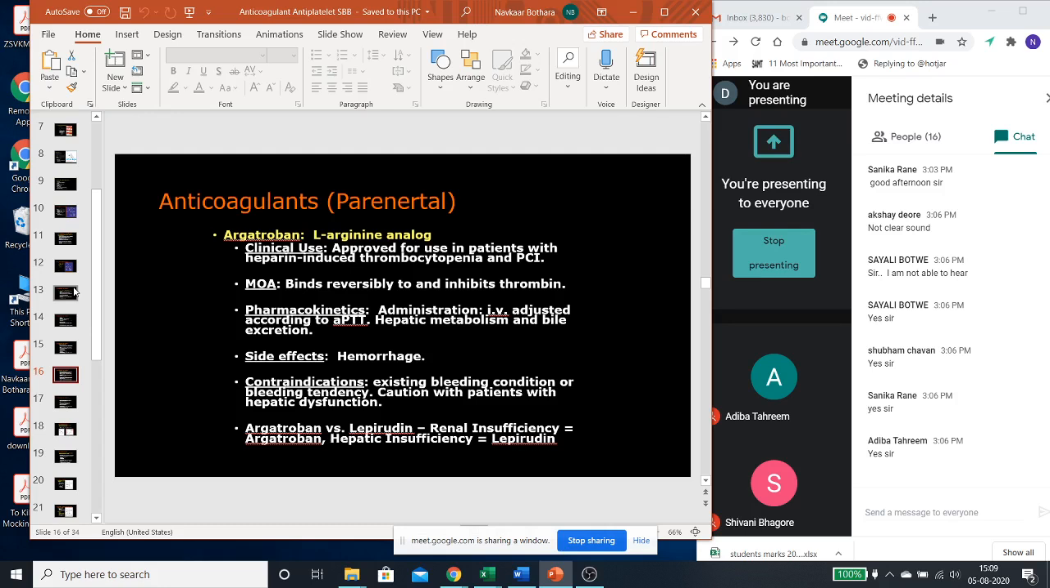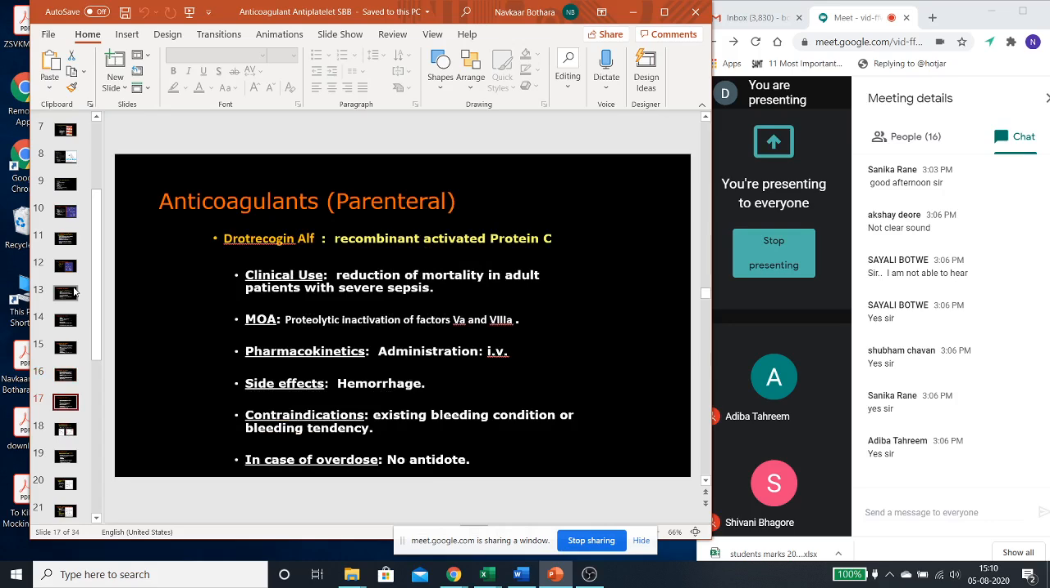If we compare these two agents, ergotroban and lepirudin, in case of renal insufficiency, ergotroban can be chosen, and when there is hepatic insufficiency, lepirudin can be chosen, because of their elimination considerations.